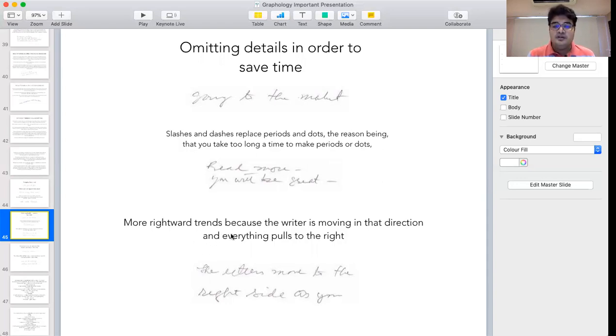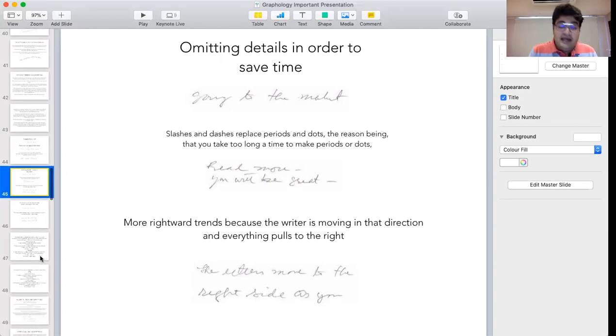More rightward trends because the writer is moving in that direction and everything pulls towards the right. So more going towards the right hand side of the margin on a blank sheet of paper. So everything is going towards the right. And going towards the right as well also means taking up opportunities, becoming successful, and achieving fame.